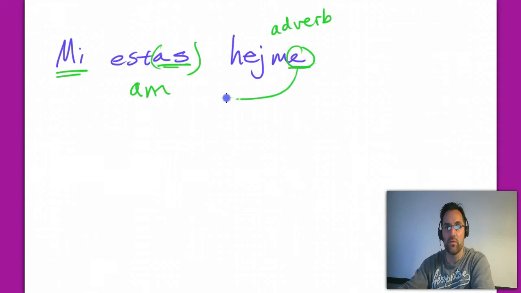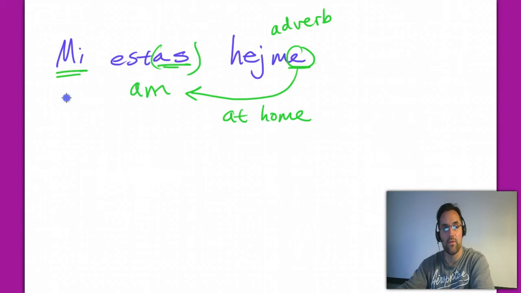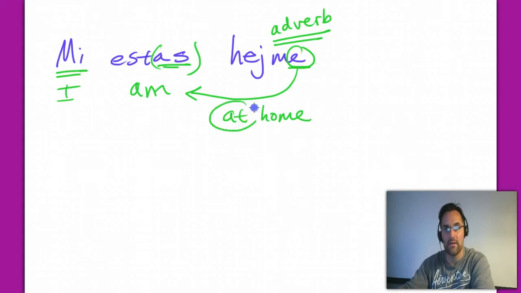And this is describing what I am. So this is the verb, right? So it's describing it. So at home. Okay? I am at home. I am at home. So because it's an adverb, the at is fixed to it in this case.